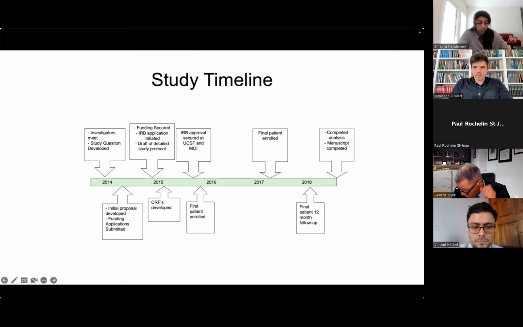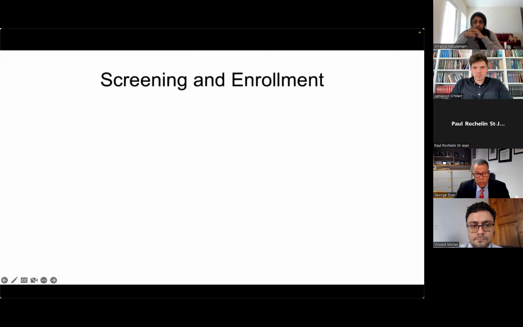So this is what the study timeline looked like. Something that you should begin to be thinking about even when you're proposing your research and writing your grants. Those are the sorts of things that funders are going to want to see to establish feasibility. Now, how do you screen and enroll patients? This is one of the most critical elements of operationalizing your research protocol, is really thinking through how new cases will be identified. When will screening be conducted and by whom?